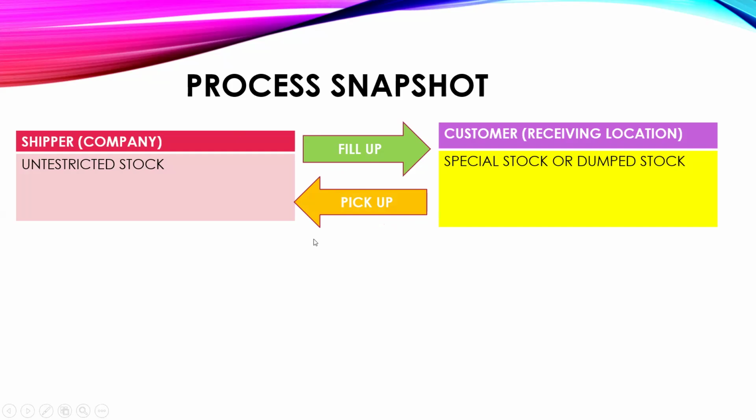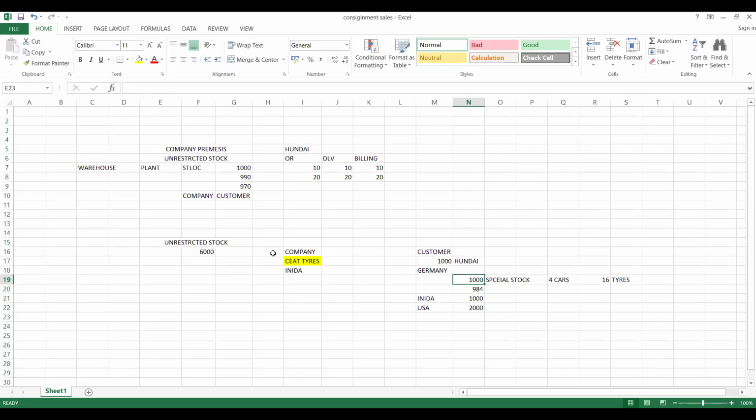It is simple. Suppose when you make the stock here 1000, and these 4000 we have utilized, so 1000, 2000, 4000, 6000 is unrestricted stock. This is at the company location. This is at the customer location, at different locations of the customers. Once it is dumped, that means moved from unrestricted to here.